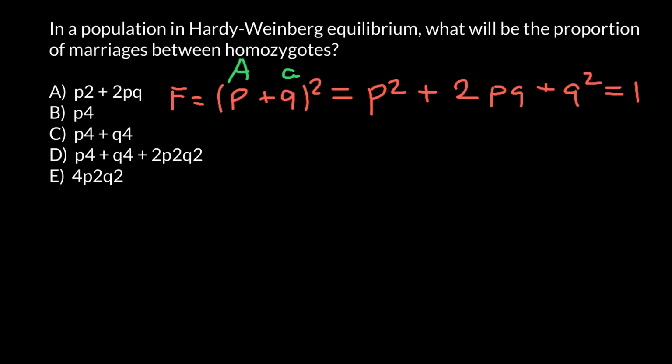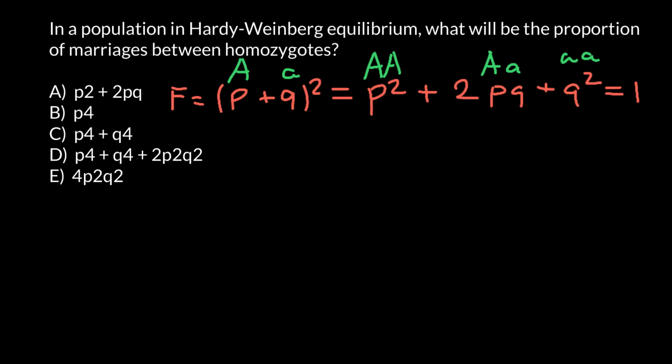So P squared stands for homozygous dominant, 2PQ stands for the heterozygous genotype, and Q squared stands for homozygous recessive genotype, and their frequencies. Basically the question is, what is the probability in this population that homozygotes would mate? So what variants do we have?